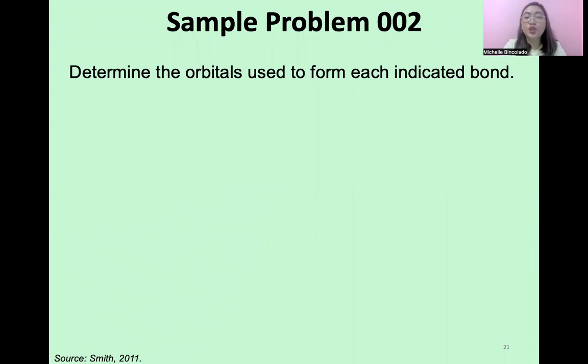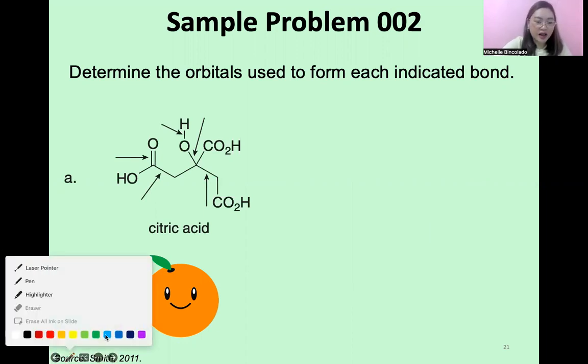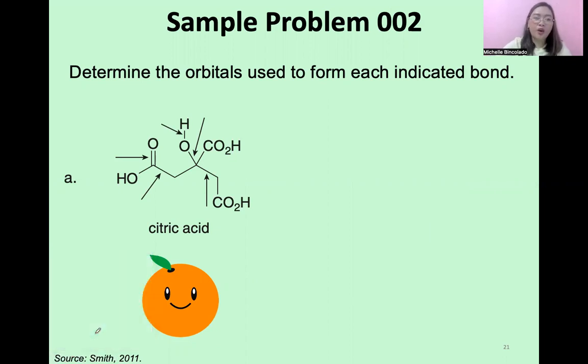Determine the orbitals used to form each indicated bond. Okay, guys, so our first molecule is a component, one of the components of orange. This is citric acid. The bonds whose orbital types we need to determine are already marked with arrows.